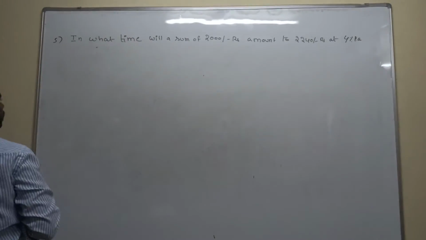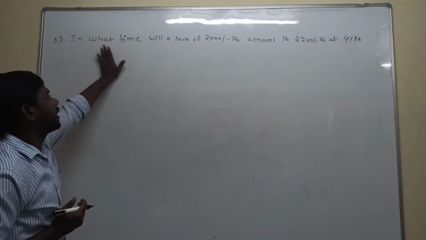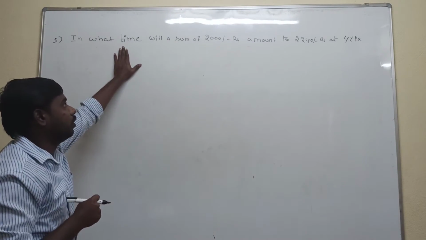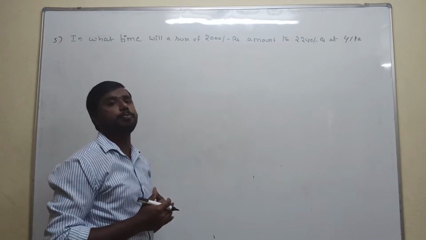This question is also done the same way as before. Here they are asking in what time. In what time means we need to calculate the T value. A sum of 2000 rupees is given as the principal amount.